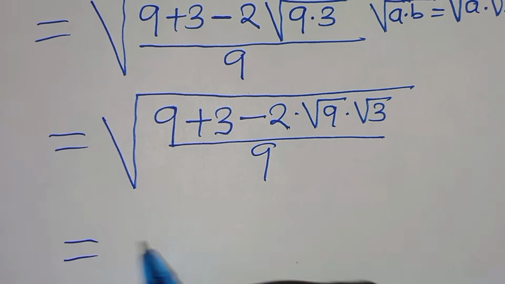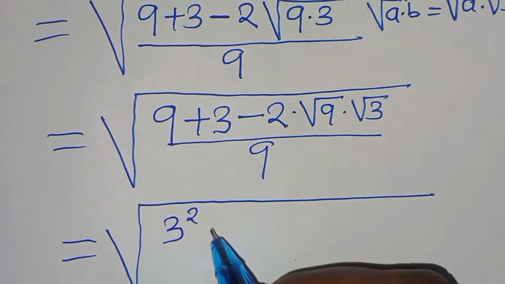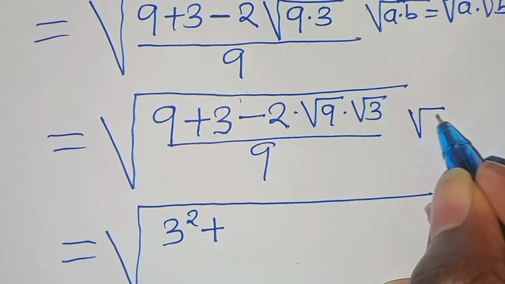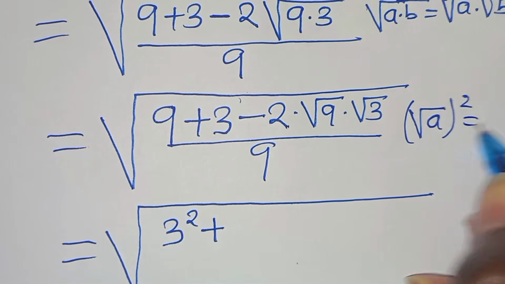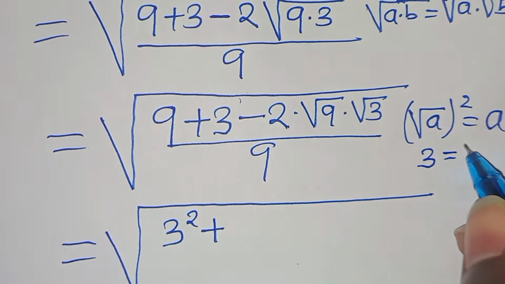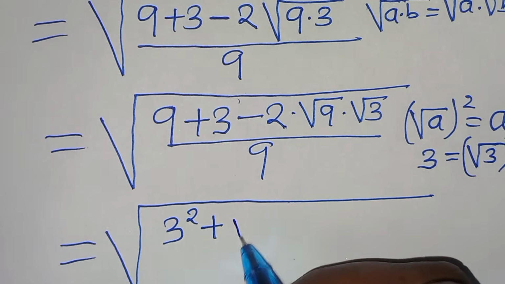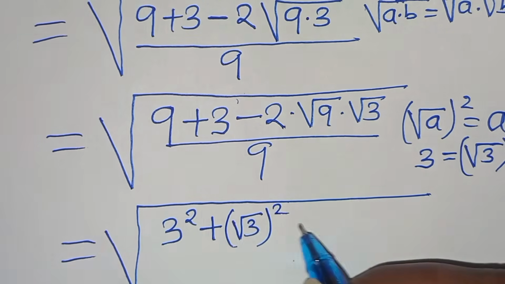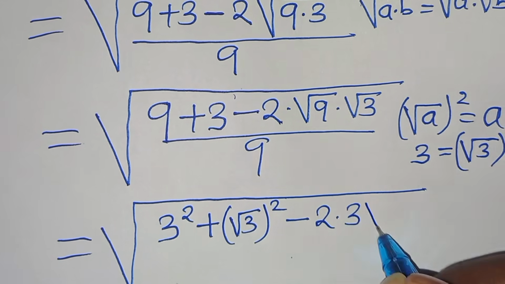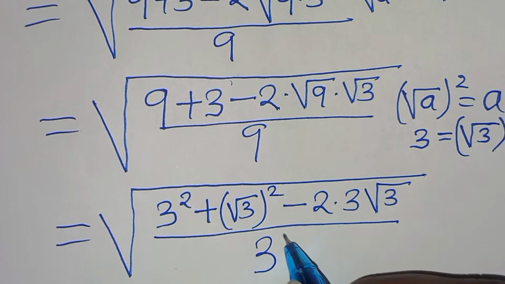Now, the next step is that we have the square root of, we can express 9 as 3 to the power of 2, then plus, now 3 can be expressed as, remember if you have the square root of a raised to the power of 2, this is the same thing as a. So we can express 3 as the square root of 3 to the power of 2. So here we have plus square root of 3 to the power of 2 minus 2 multiplied by square root of 9, which is 3, then square root of 3 divided by 9, which is the same thing as 3 to the power of 2.